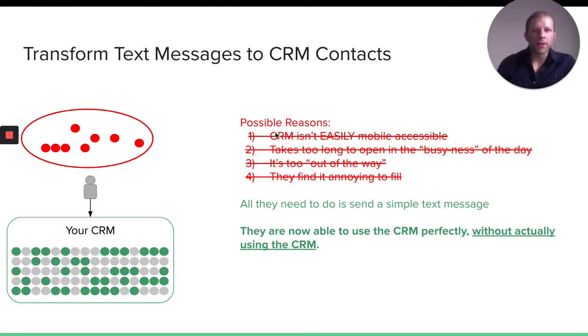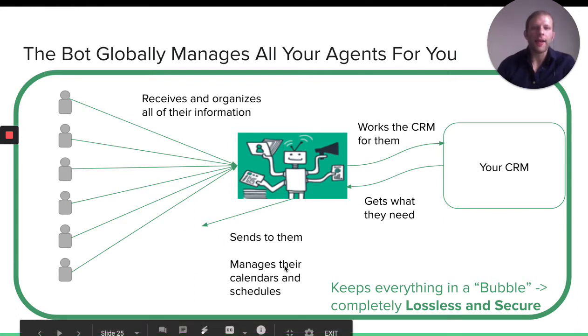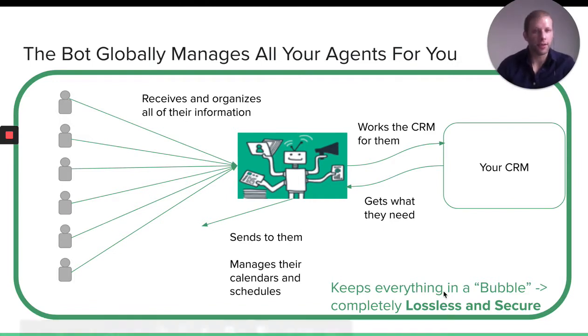So those reasons disappear here, and all they need to do is send a simple text message. They're now able to use the CRM perfectly without actually even using the CRM. What this means on a more global level is that it manages all of your agents for you. So it's going to receive and organize all of their information. It's going to work the CRM for them. It gets what they need, it sends to them, and it manages their calendars and schedules. So it basically keeps everything in a bubble of sorts that's completely lossless and secure.